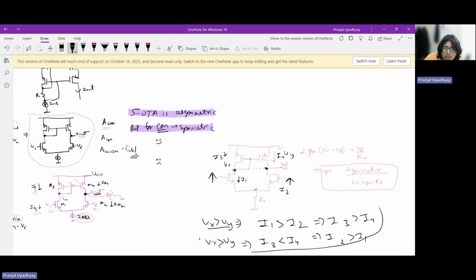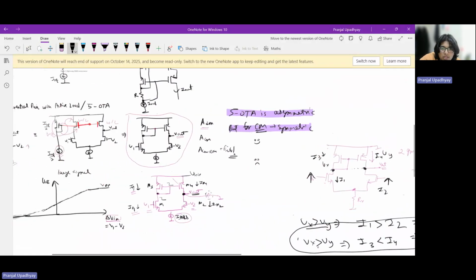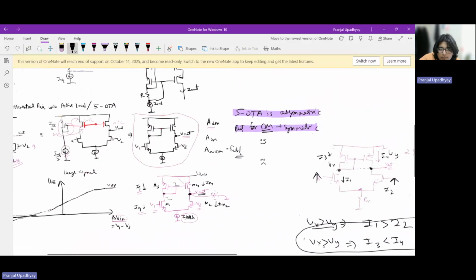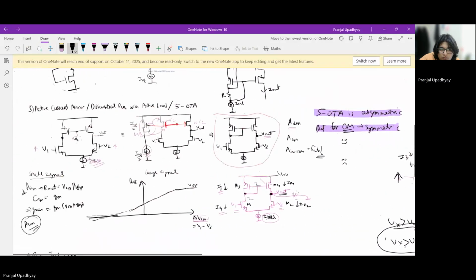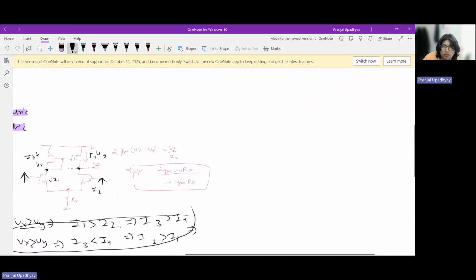So by this contradiction, we can say that the only possibility is that I1 is equal to I2, I1 is equal to I3, and I2 is equal to I4, which implies that Vx has to be equal to Vy. So this is the contradiction by which we are saying that the five-stage OTA is a symmetric circuit, right? And now let us try to analyze the circuit for common mode.